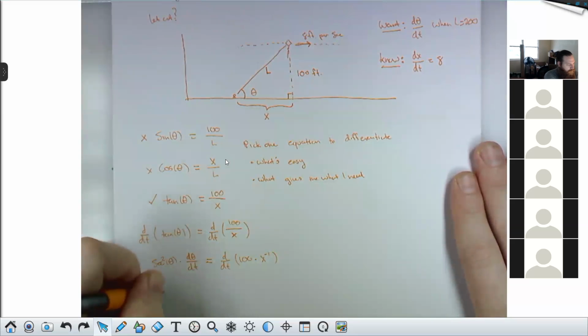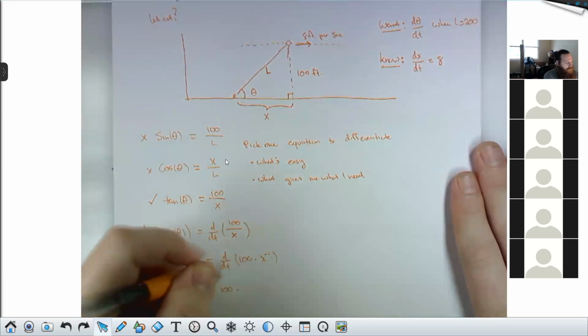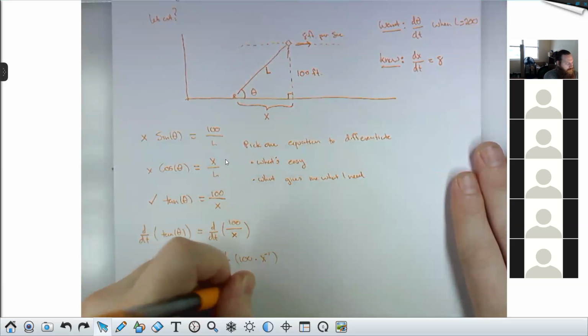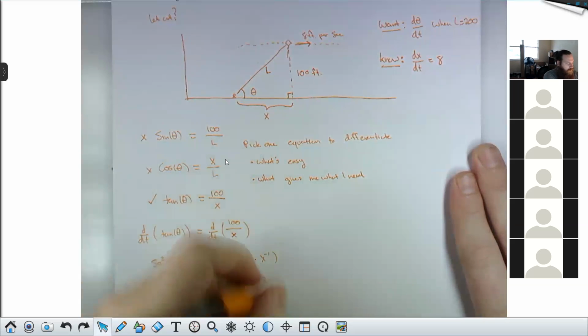So the left-hand side is done. I've got secant squared of theta times d theta dt. And on the right-hand side, this 100 will just pop out. And then the derivative of x to the negative 1 is negative 1 times x to the negative 2. And then again, I'm differentiating with respect to the variable t, not with respect to x. So I have to multiply by dx dt.